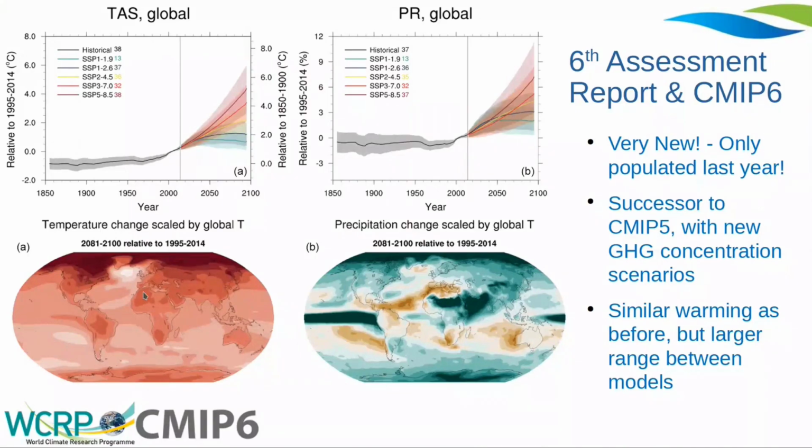However, you see the maps here. These are projected changes, and they're scaled to the increase in temperature. So to an approximation, they actually apply to all of the scenarios. And these are just to indicate the patterns.